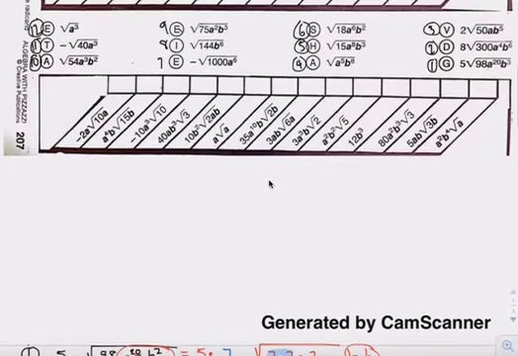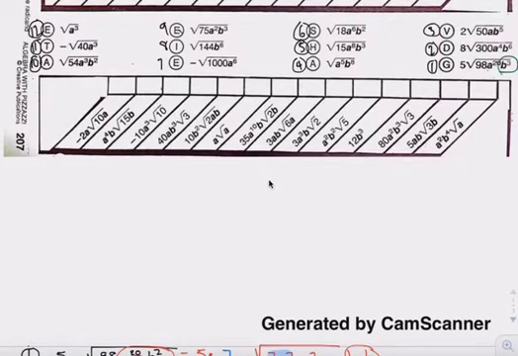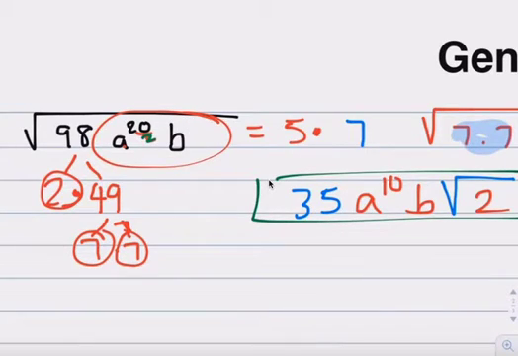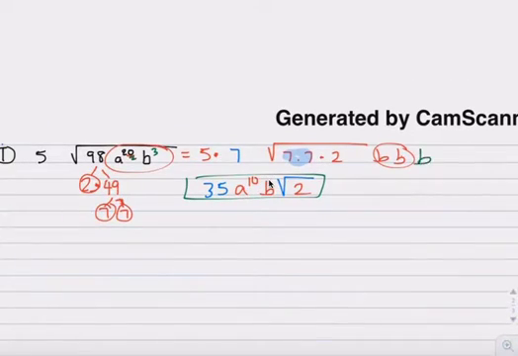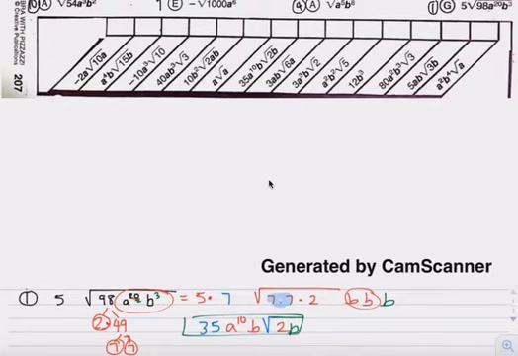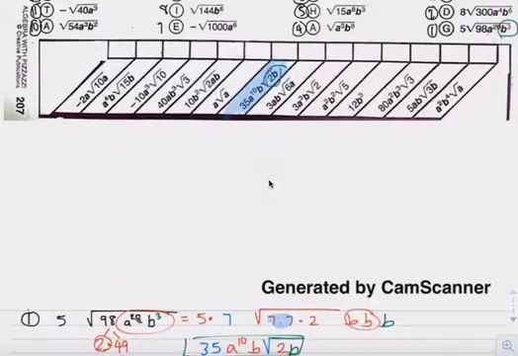Did I copy it wrong? Yeah, it was b to the 3rd. This is b to the 3rd. I copied it wrong. So that's b to the 3rd, so that's 1 b left over right here. Good thing, because the answer tells me. See, this answer helped me figure out I did something wrong. That answer is letter G.